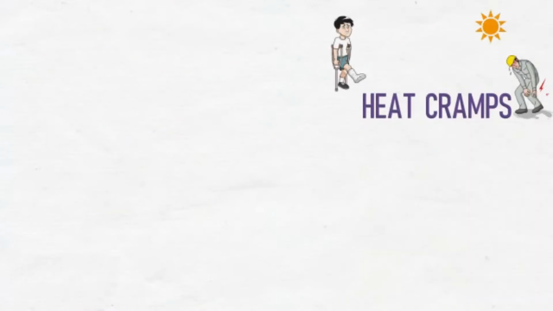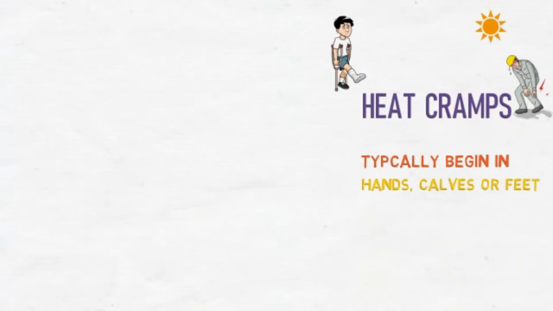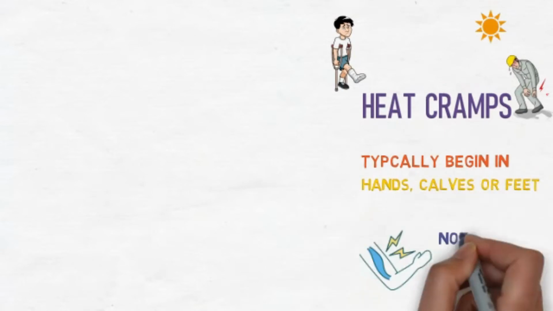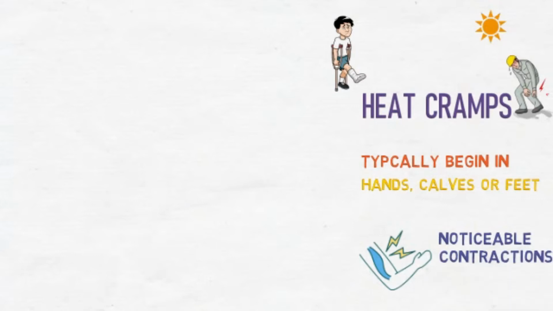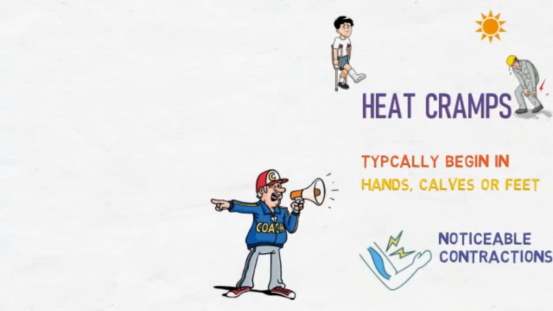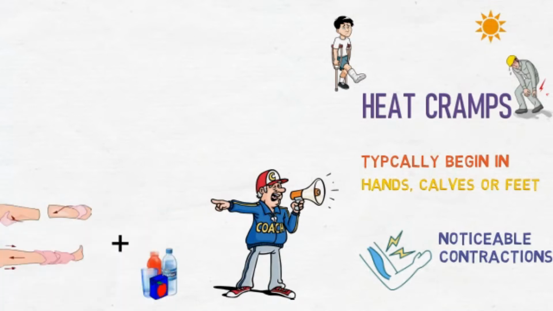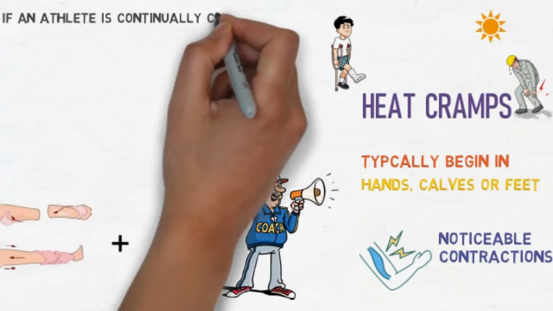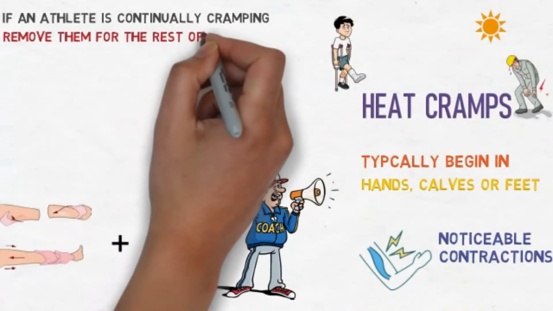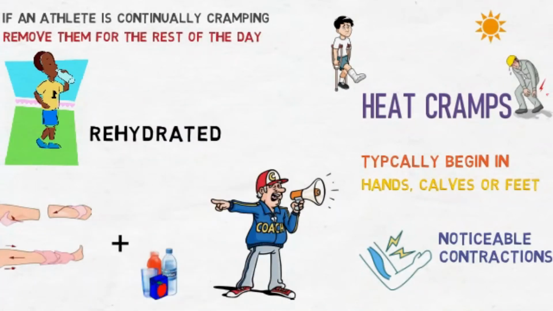Heat cramps are presented as severe, sometimes disabling cramps that typically begin in hands, calves, or feet. The muscles will be hard and tense with noticeable contractions. A coach must remove the athlete from play, provide fluids, and stretch or massage the muscle. If an athlete is continually cramping, remove them for the rest of the day so they can be properly rehydrated.